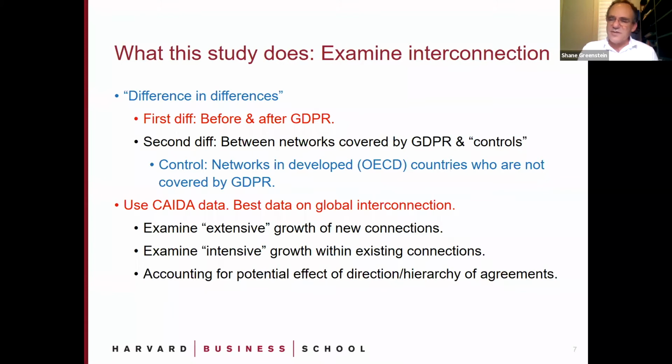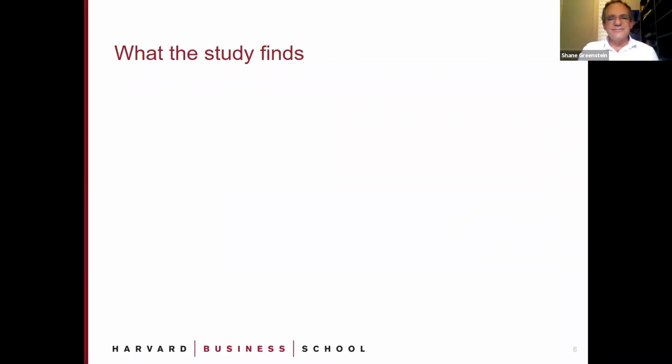We're going to look at extensive margin, that is to say growth in interconnection. And then we're going to look at an intensive margin, that is to say growth within an existing interconnection. And then we're going to account for what's known as the direction or hierarchy of agreements, which is believed to reflect the direction of traffic and bargaining, negotiating power. Okay, so if you understand that's what we're doing, now here's the question: what do we find?